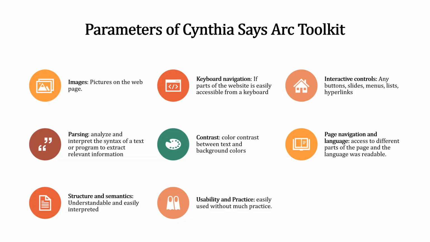The first one is the Cynthia Says Art Toolkit. We have images, keyboard navigation, interactive controls, parsing, contrast, page navigation and language, structure and semantics, usability, and practice. For images, these are pictures on the web page. Keyboard navigation. This is to check if parts of the website are easily accessible from only using a keyboard. Interactive controls include buttons, slides, menus, lists, hyperlinks.